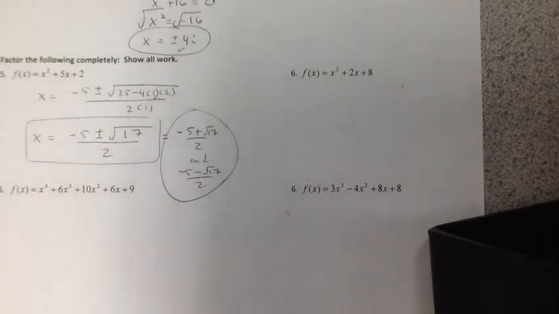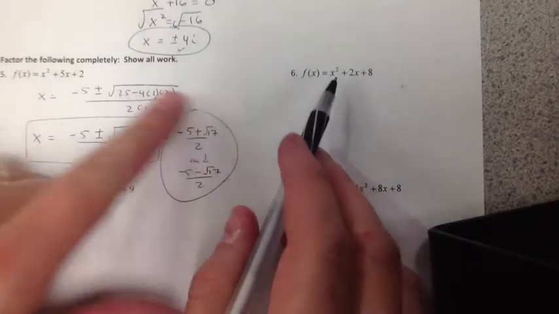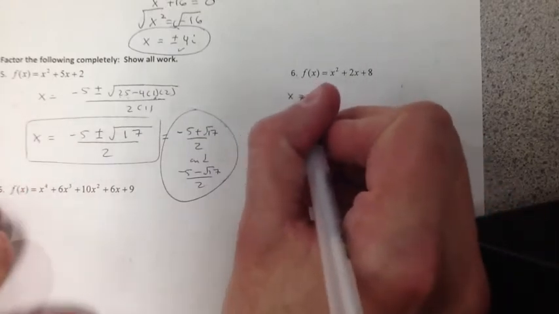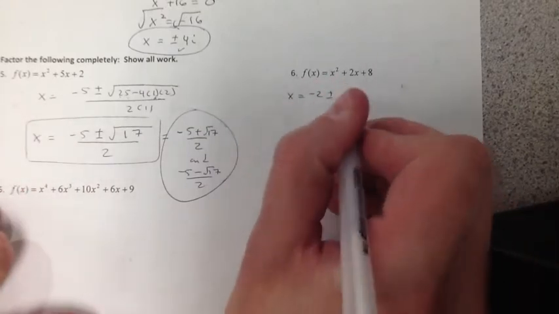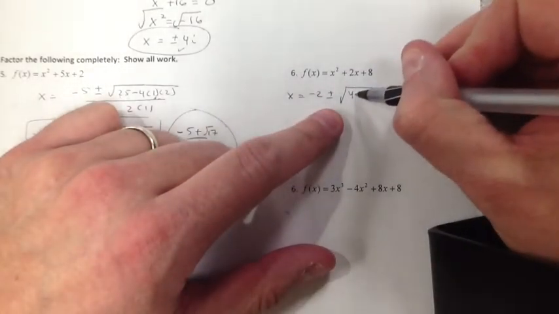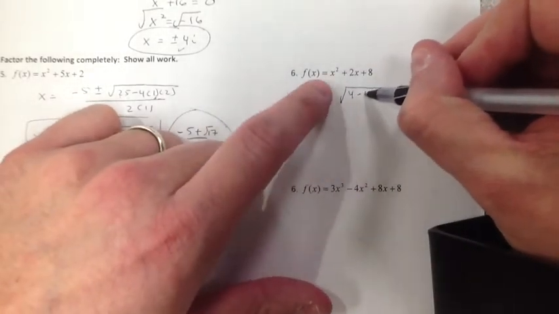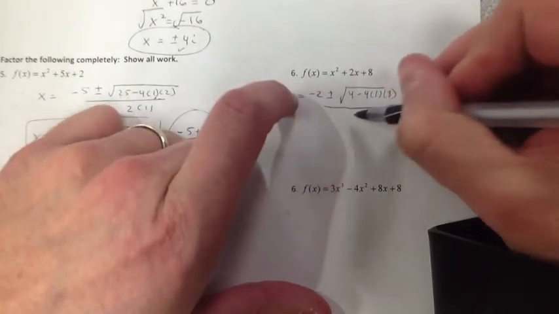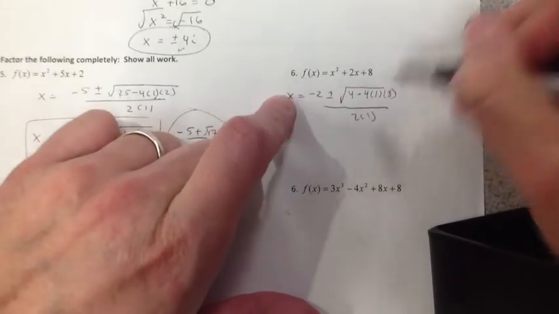So let's go and take a look at number 2 to solve it. Again, for number 2, we have to use the quadratic formula. So we should get x equals -2 plus or minus the square root of b squared, which becomes 4, minus 4 times a, which is 1, c, which is 8, all over 2 times 1.